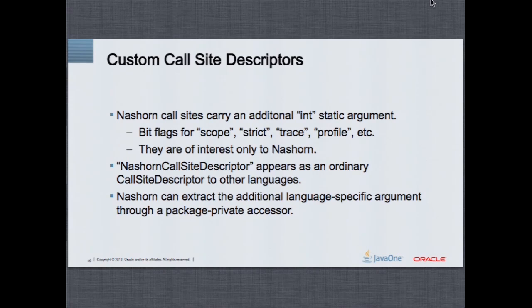Because we are invoking something from Nashorn and it happens to be a POJO, it falls down to the beans linker. The beans linker will get the Nashorn CallSite descriptor. Fortunately, it is an instance of plain old CallSite descriptor. It's actually an interface, so other language runtimes can use it. They have no knowledge about these additional flags, and it's right that they don't, because they couldn't do anything with it. There's no semantics for them there.